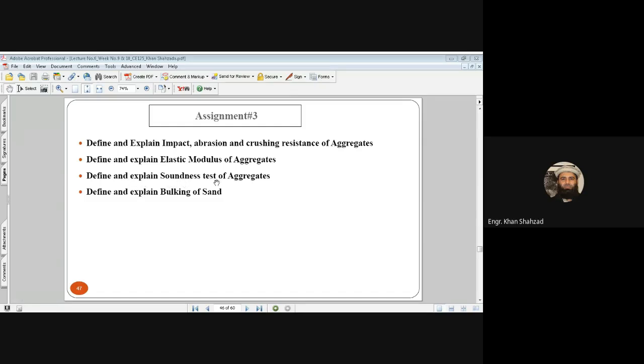ठीक है, कॉपी पेस्ट न करें किताब से. Define and explain soundness test of the aggregates. Define and explain the bulking of sand. This is very, very important, the bulking of sand, and also the soundness test.